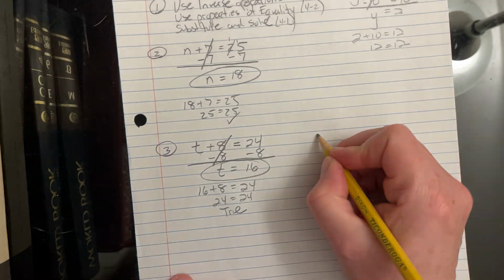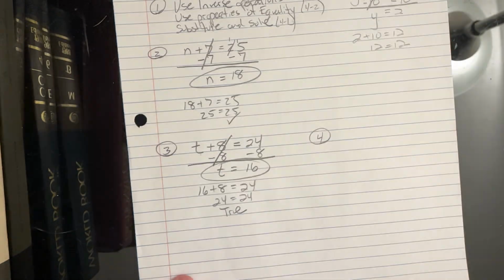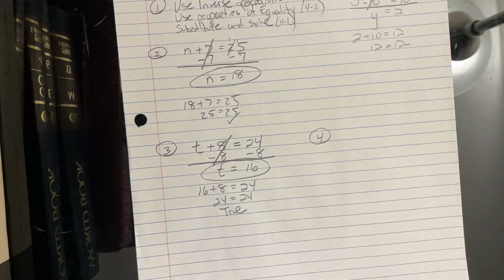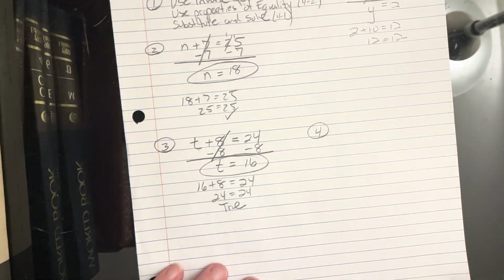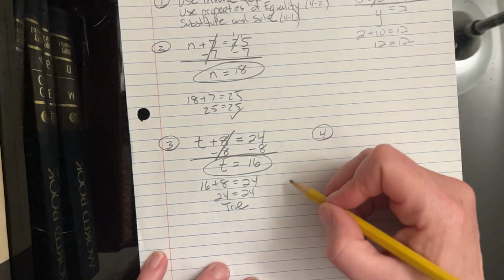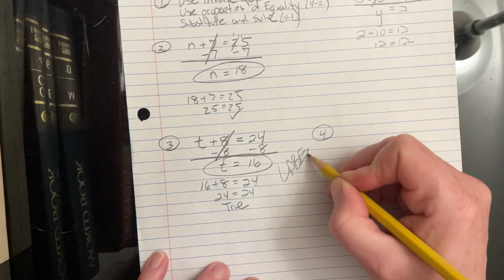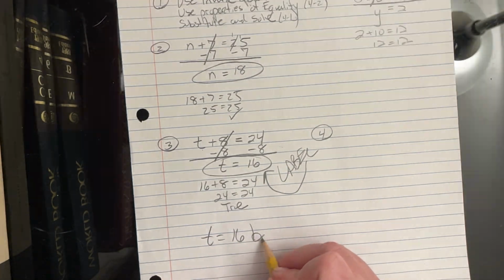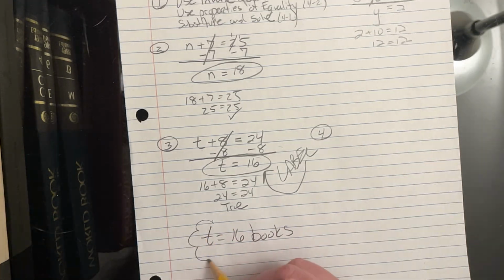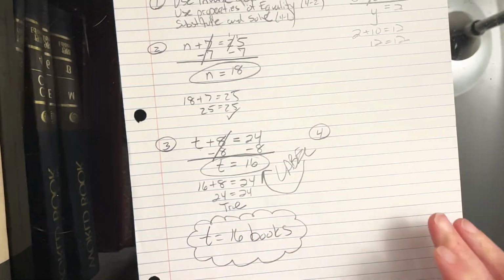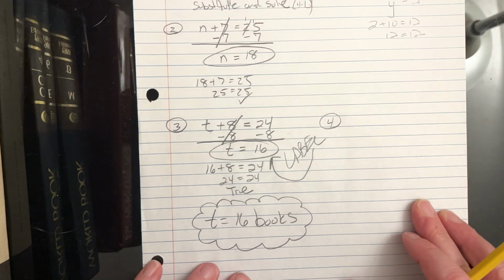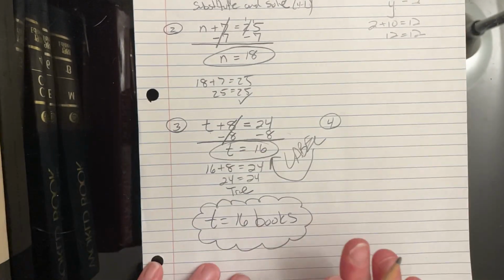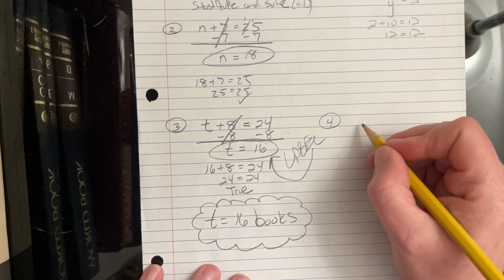I'm going to come over here and do 4 right next door. Model with math. The outside temperature dropped 20 degrees Fahrenheit. Oh, wait a second. You know what I didn't do? Back up for a second. This needs a label. T equals 16 books. Ooh, there was context in that problem and I missed it. Minus 1 for Mrs. Roner. Label, label, label, label, label. Anyway, back to number 4.